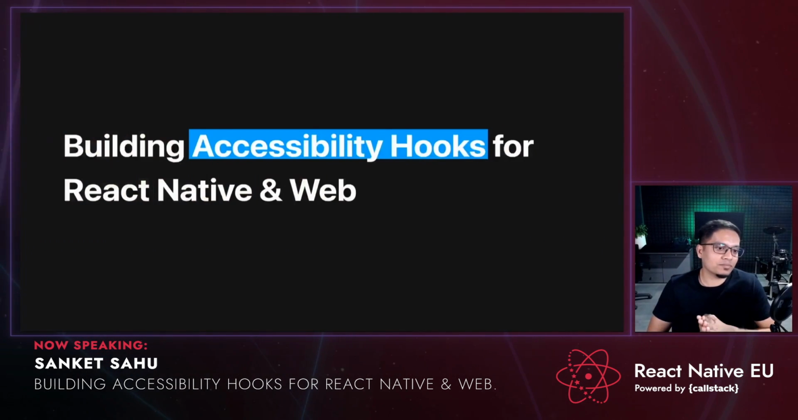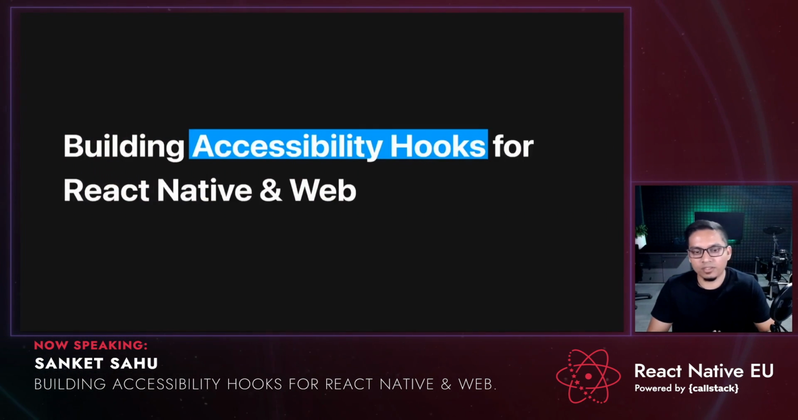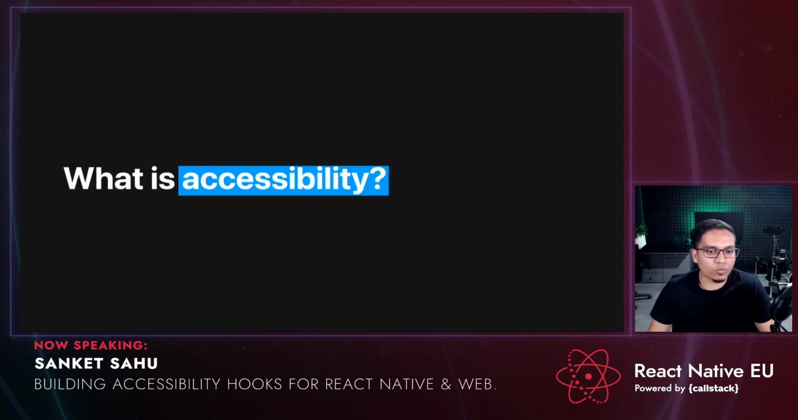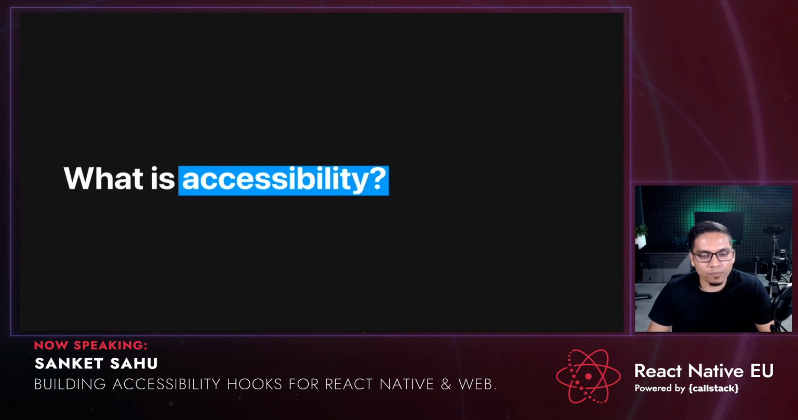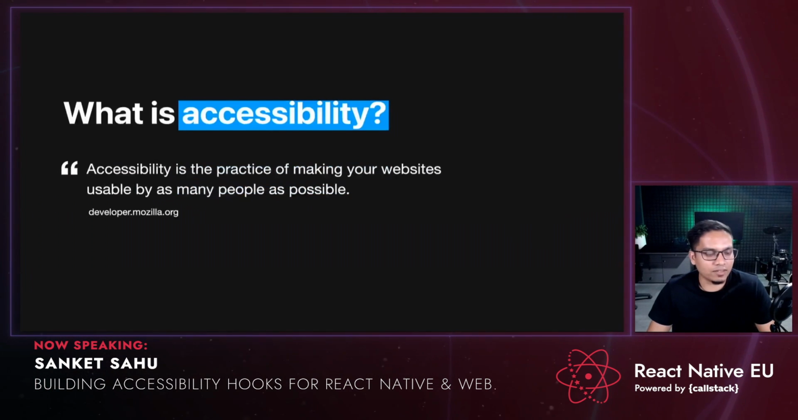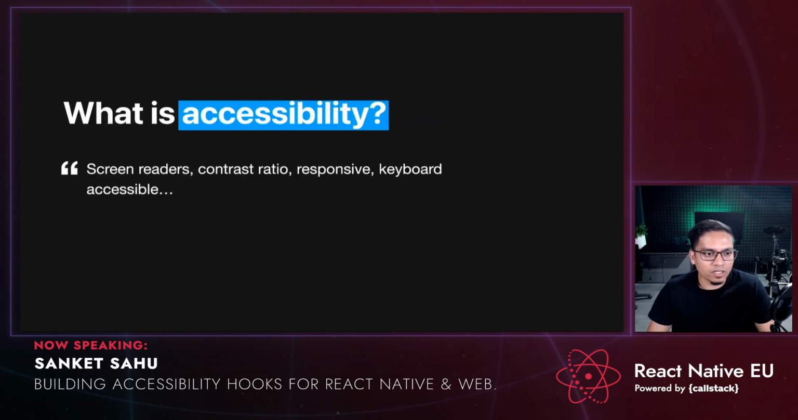So let's get back to the topic and try to decode building accessibility hooks for React Native and web. First of all, what is accessibility? I went through the MDN docs and found this, which broadly defines what accessibility means. It is the practice of making your websites usable by as many people as possible. I think the same applies to apps too. So it would be websites and apps, making them usable by more and more people. That's a very broad definition.